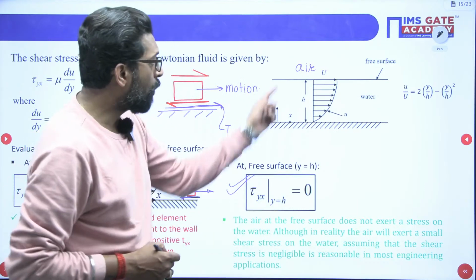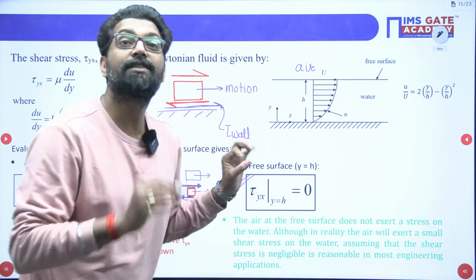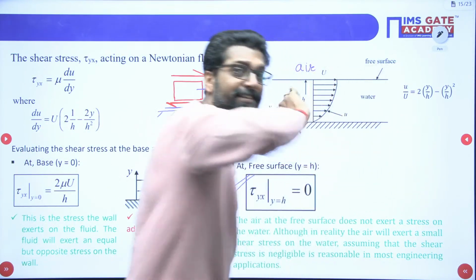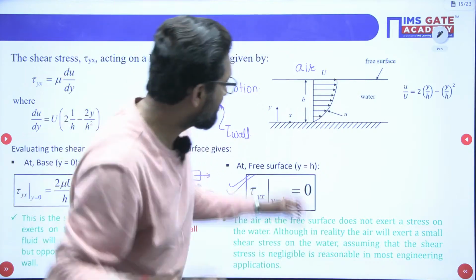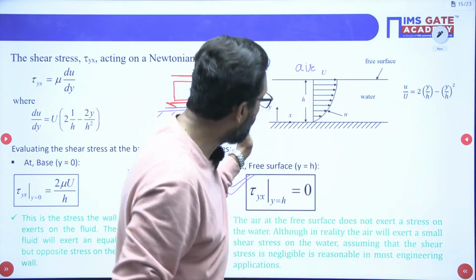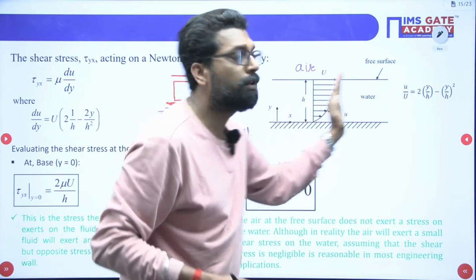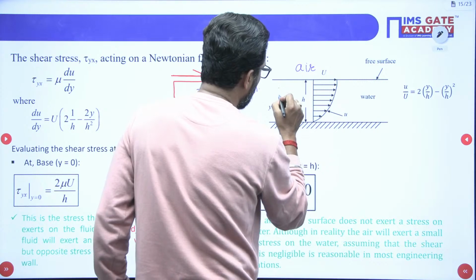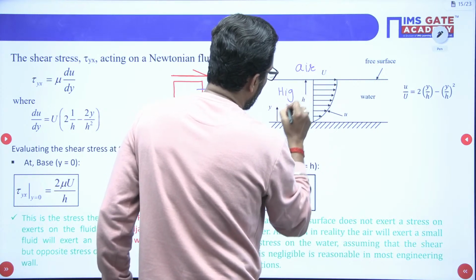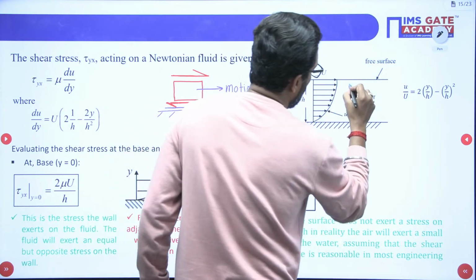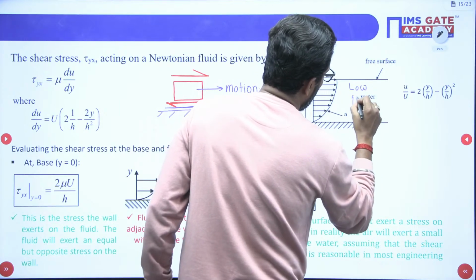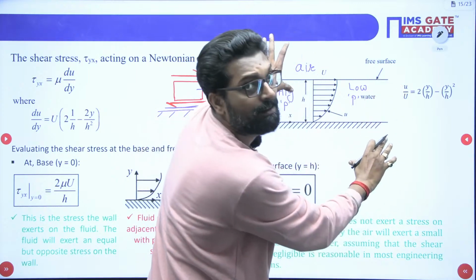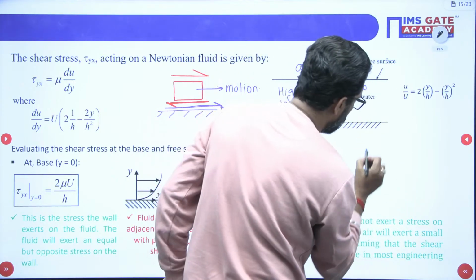So at the free surface, the shear stress, that means the tangential force in this direction, is 0. But still, with the tangential force being 0, how is the fluid flowing? The fluid is flowing due to the pressure difference. This is your high pressure, and this is your low pressure zone. That's why the fluid is flowing. Or it may be tilted, so gravity also acts.